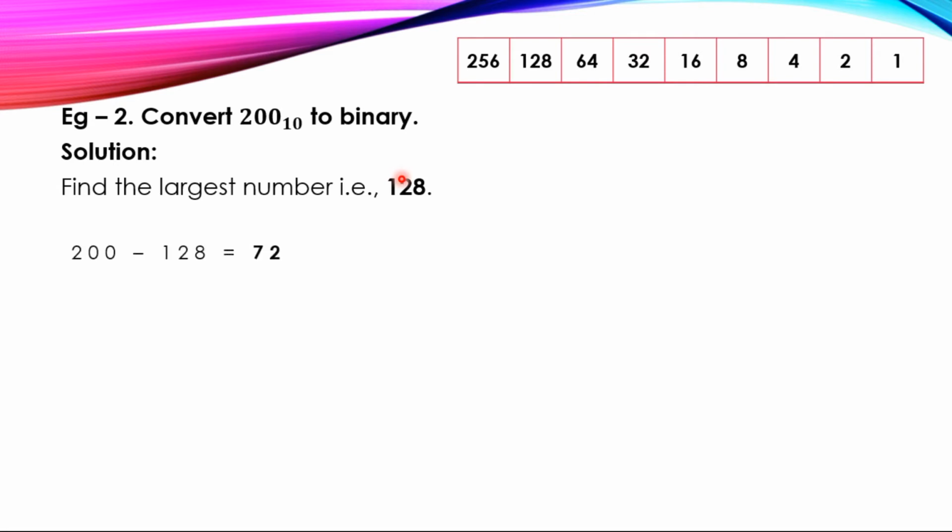So 200 minus 128 is 72. And the binary representation for 128 is this will be true and the rest will be false. So 1 0 0 0 0. Now we have to see 72. The nearest largest number to 72 is 64. So here you can see 64 equals this will be 1 and the rest will be 0. That is 1 and 6 times 0.